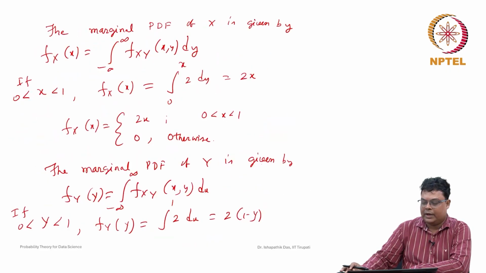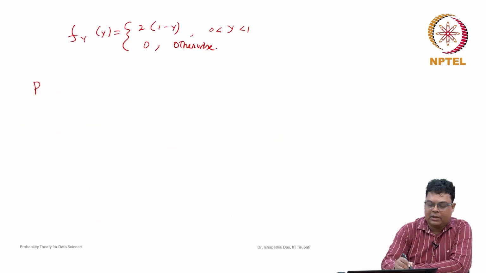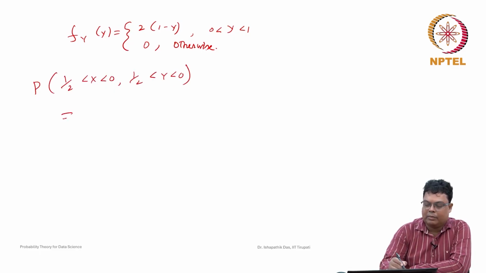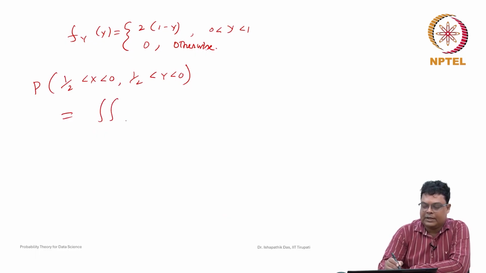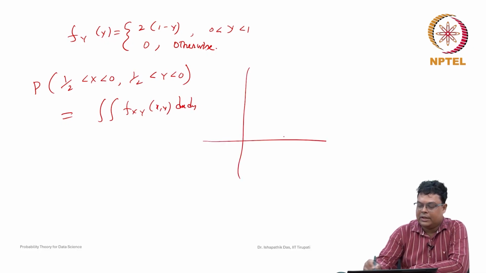Those things we also did. So let us compute again the probability that 0 less than x less than half, 0 less than y less than half. Basically we have to integrate the joint probability density function over this region, dx dy. Now the density is actually not non-zero everywhere.